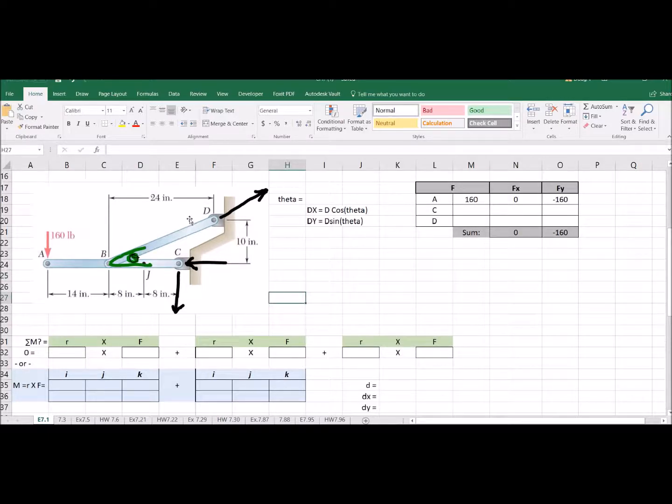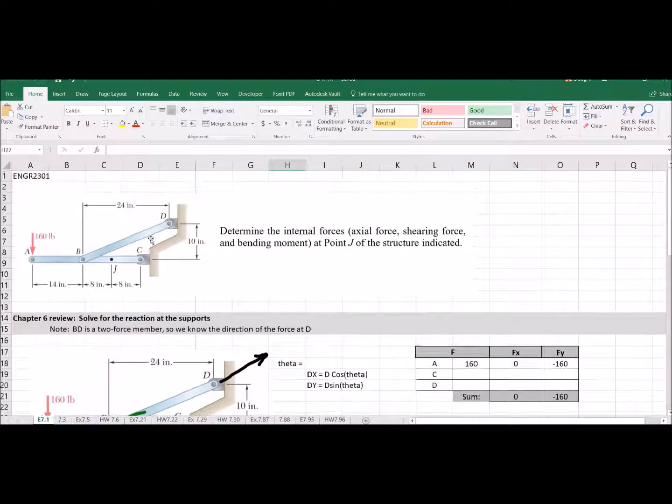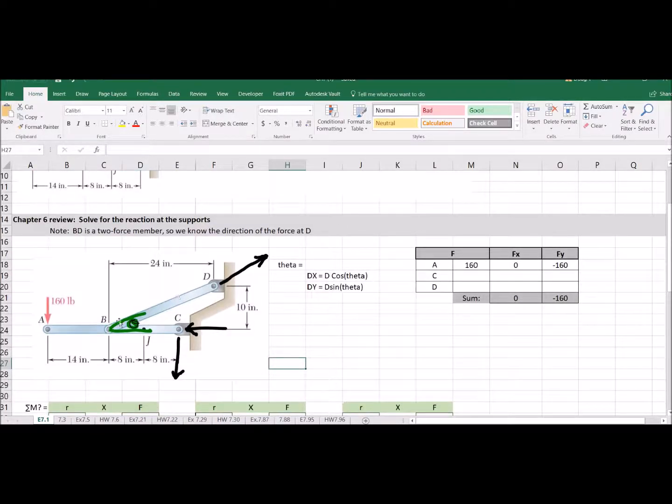One thing to notice here, member BD is a two-force member. He is in tension, so he's pulling down. You could replace this guy with a rope if you want. That's how you know if it's in tension or not. If you could replace it with a rope and it would be stable, you know it is in tension. Okay, so we have this guy in tension, and if this member is pulling down, that means the reaction at D is going to be up, and we know this direction.